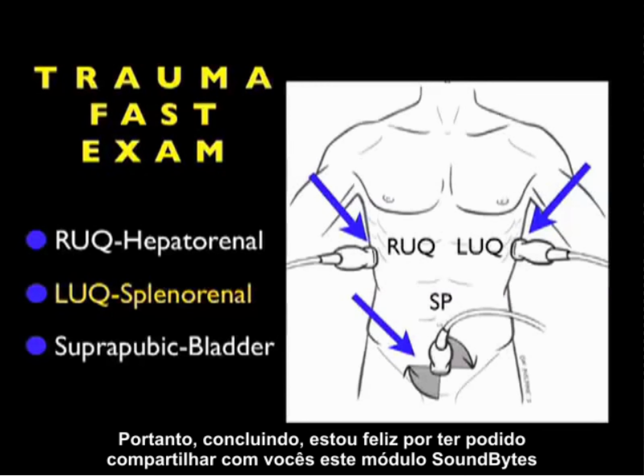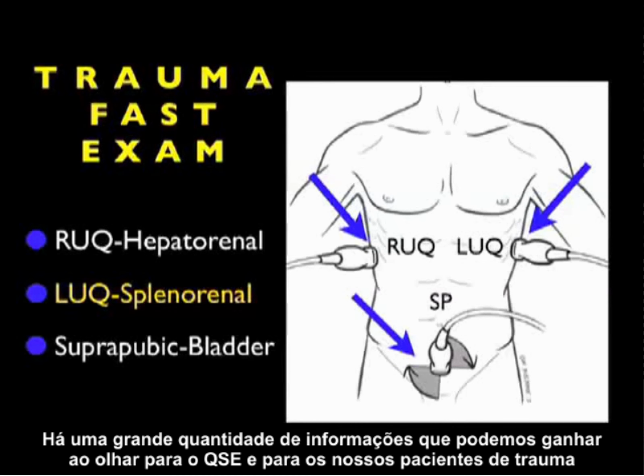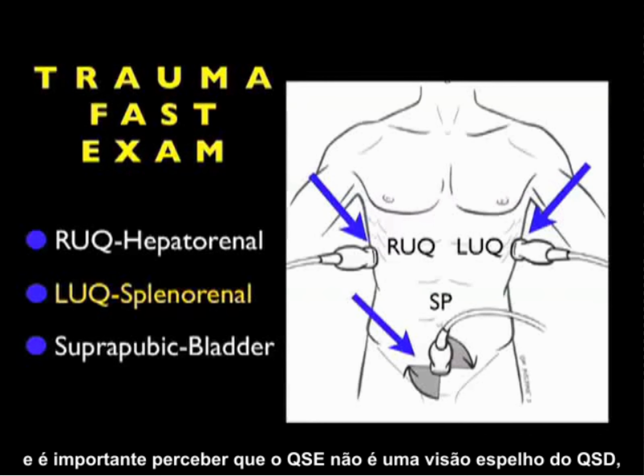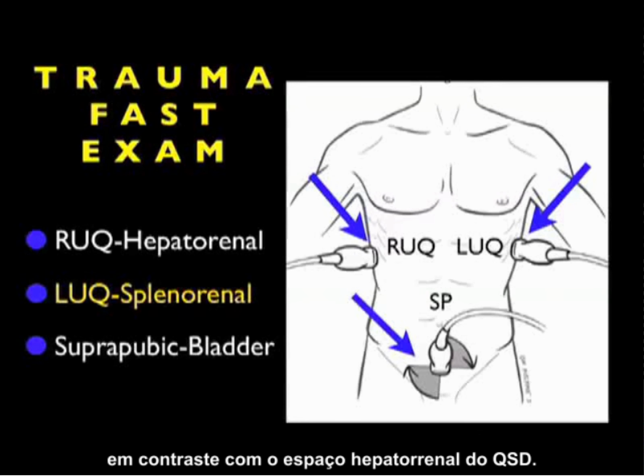So in conclusion, I'm glad I could share with you this SoundBites module going over the trauma FAST exam, specifically the left upper quadrant or perisplenic view. There's a great deal of information that we can gain by looking into the left upper quadrant in our trauma patients, and it's important to realize that the left upper quadrant is not a mirror view of the right upper quadrant, and that fluid will preferentially layer out in the area above the spleen and below the diaphragm, in contrast to the hepatorenal space on the right upper quadrant.